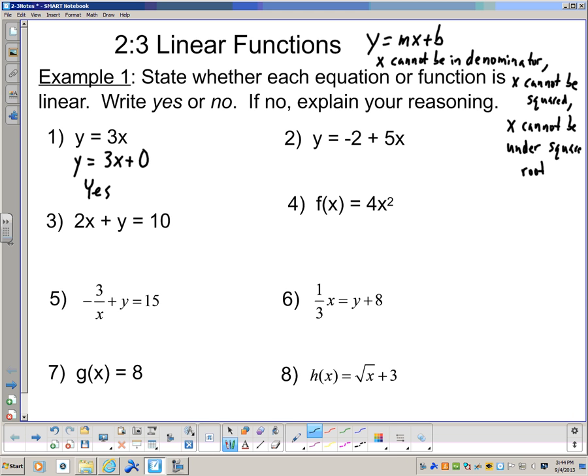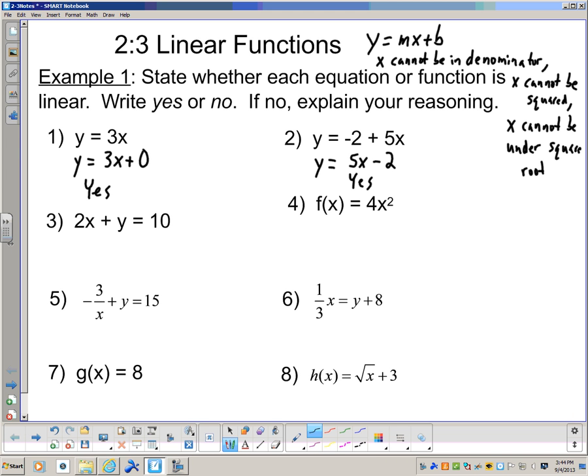All right, number 2 here says y equals negative 2 plus 5x. I'm going to put that in y equals mx plus b form. So I'm just going to rewrite the 5x first and then the minus 2 second. So I can definitely see that the slope there is 5 and the y-intercept there is negative 2. If you remember, slope is m and the y-intercept is b. So that's where I'm getting those values from. So yes, this is linear.